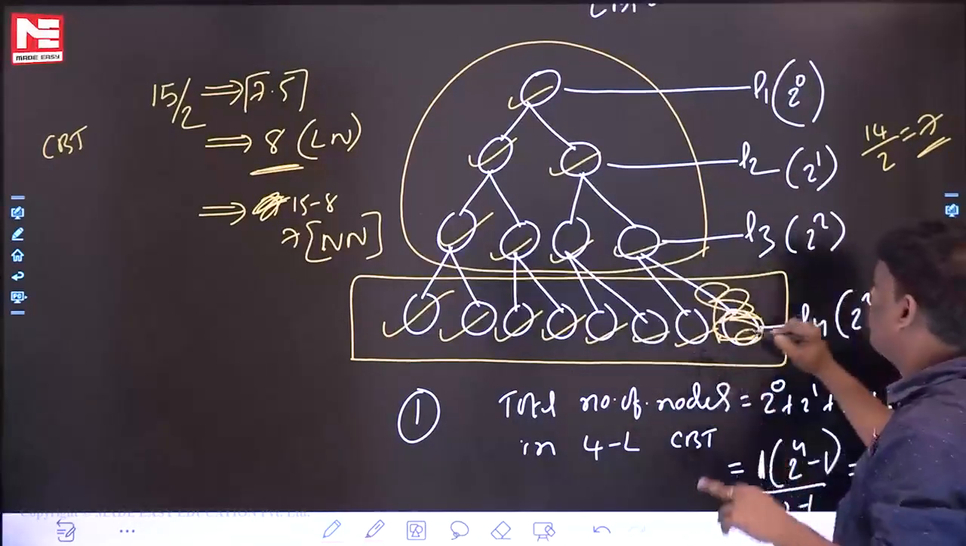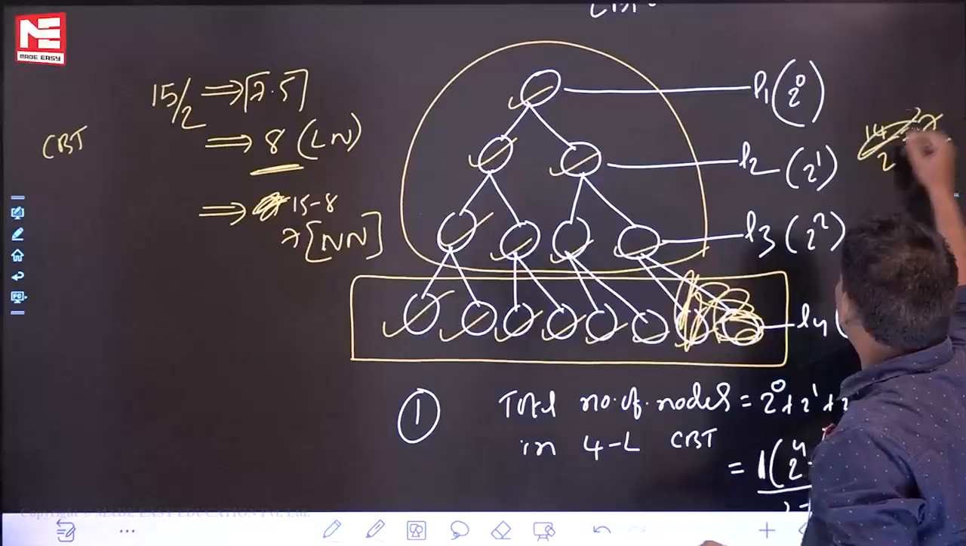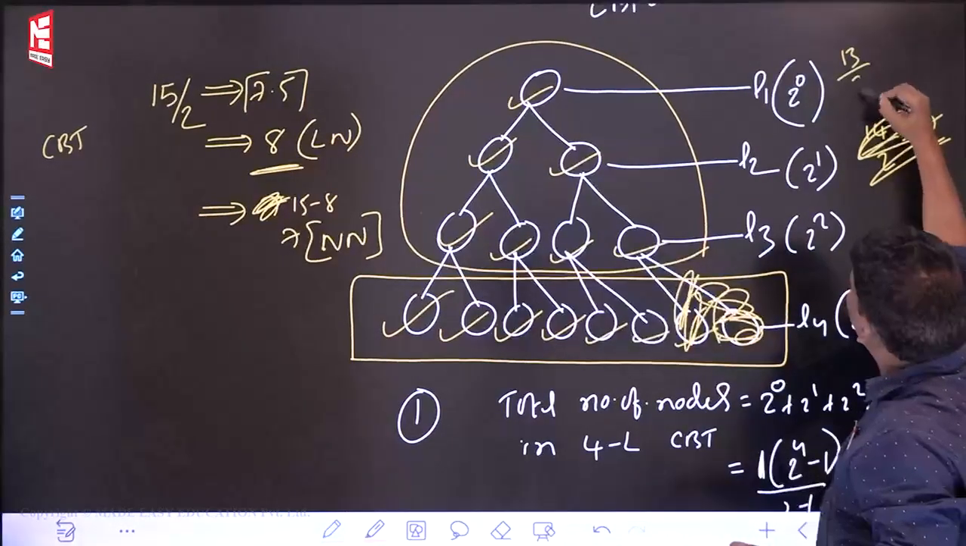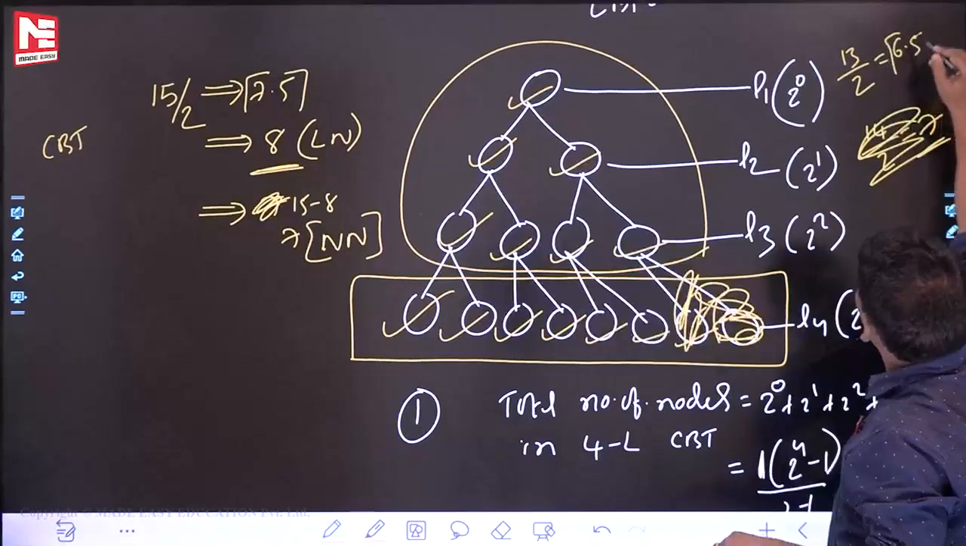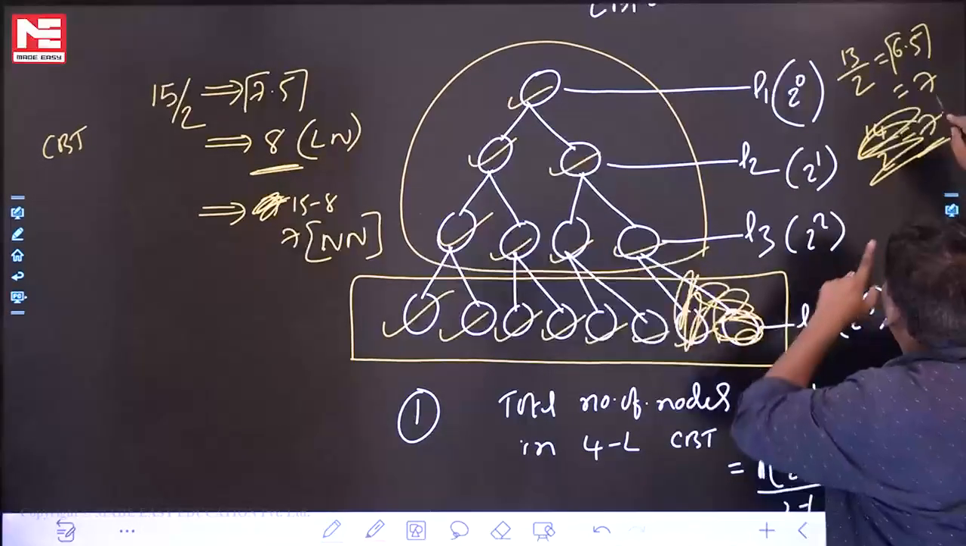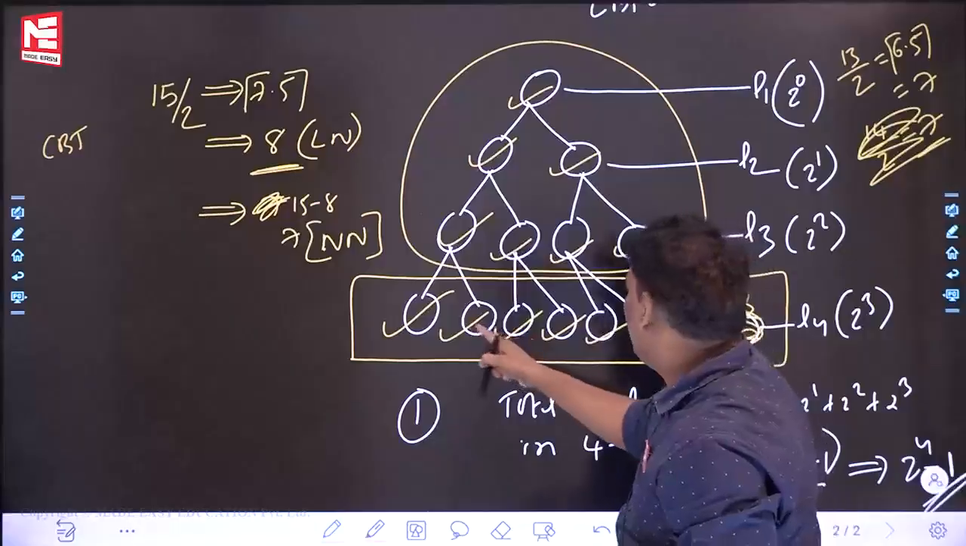Now let me ask one more. One more node deleted. How many nodes are there? 13. What is 13 by 2? 6.5, right? Take the ceiling value. What is the answer? 7. So 7 leaf nodes are there. Please check. I think these are 6.